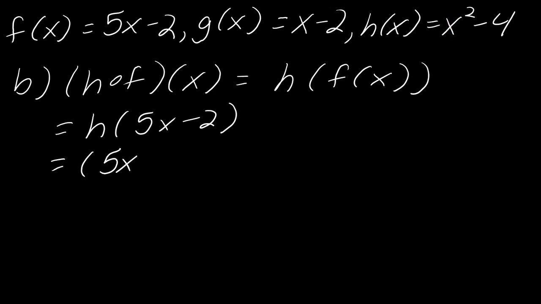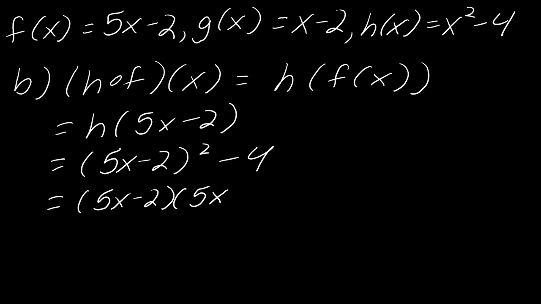So this is going to be 5x minus 2 squared minus 4, right? Now where I had x squared, it is now 5x minus 2 squared. It just depends on the way the problem is written in terms of what you need to do next. So next, I need to multiply all this stuff together. So this is going to be 5x minus 2, 5x minus 2, minus 4.